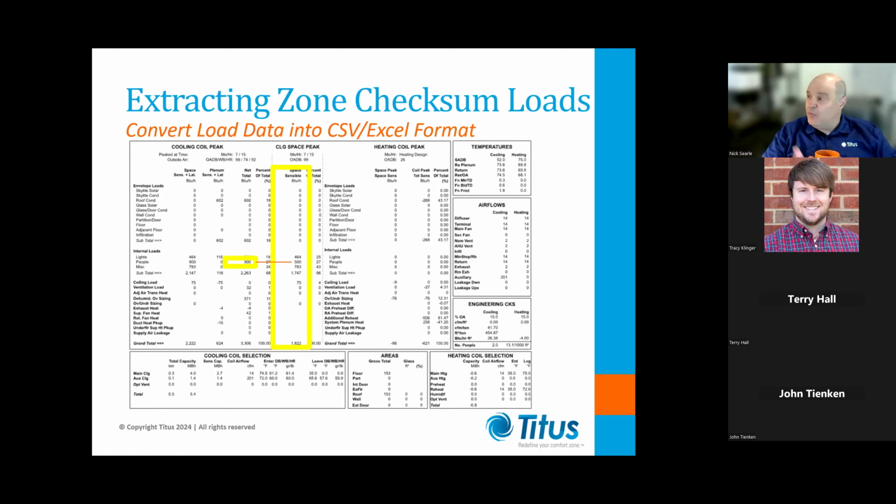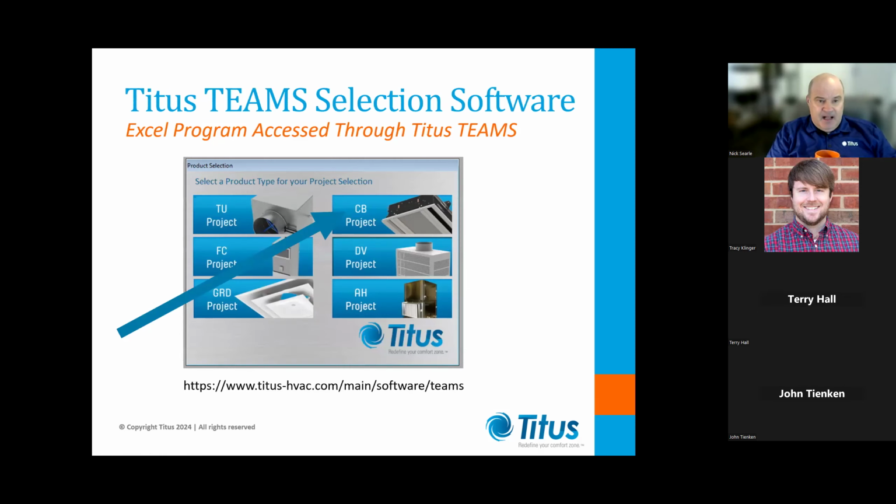Okay, so that will give you 4 columns of data: your ventilation rate that you need for the zone, your sensible cooling load, your latent cooling load, and your heating load, which comes from here. And there's your airflows there. So you pull all that out of your zone checksums there.